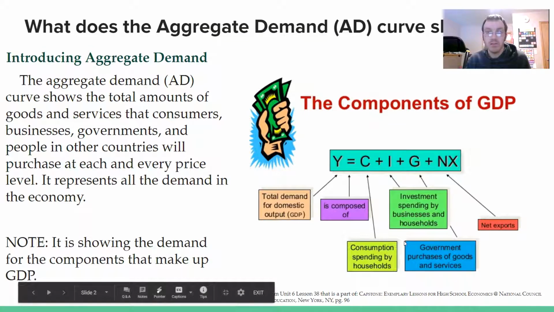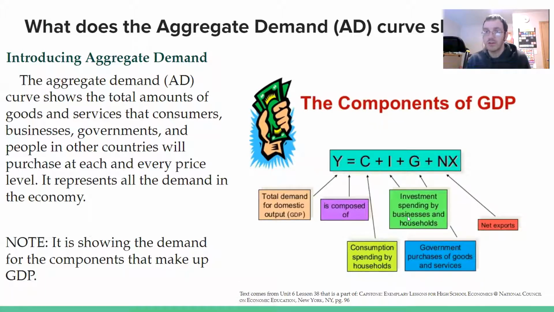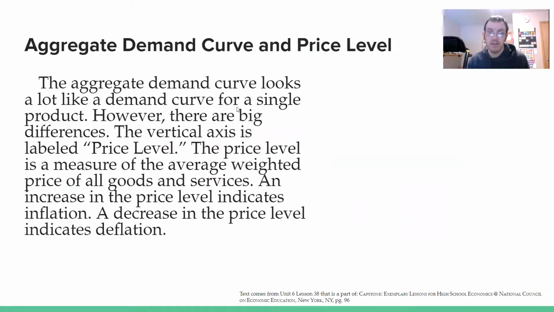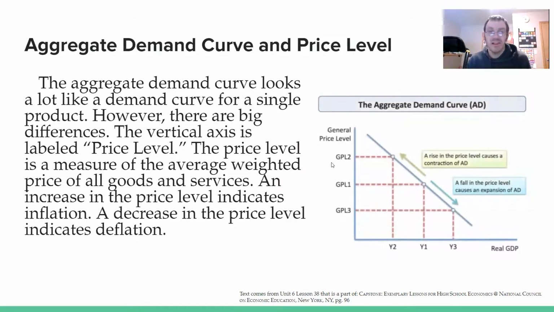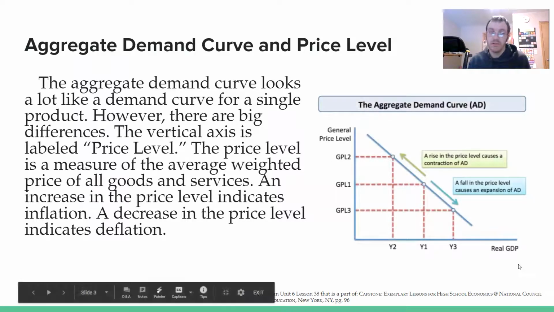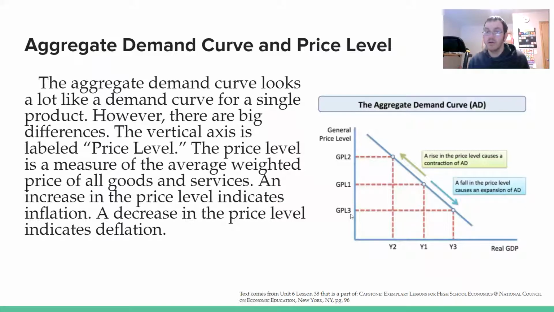And some of these, it's not like we've seen in the past. In the past, if anything had to do with businesses, we've looked at supply. Well, here we're making goods for businesses, and therefore it's going to fit with aggregate demand, because instead of looking at the quantity on the bottom line of our graph, we're going to look at real GDP, which we'll see in this slide. The aggregate demand curve looks a lot like a demand curve for a single product. However, there are big differences. The up and down here, your vertical axis, is price level. And so overall, what is the price level of goods and services? And this is where we're going to see if it's going up, we might face inflation.